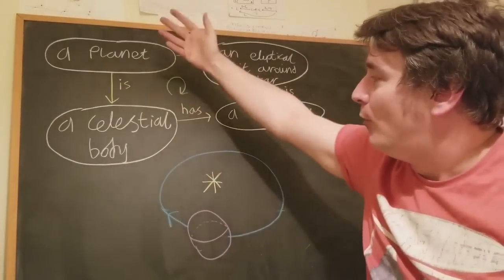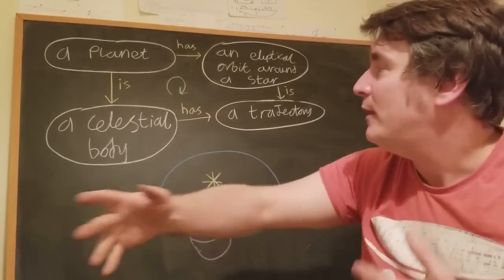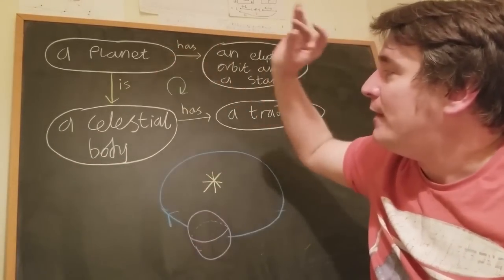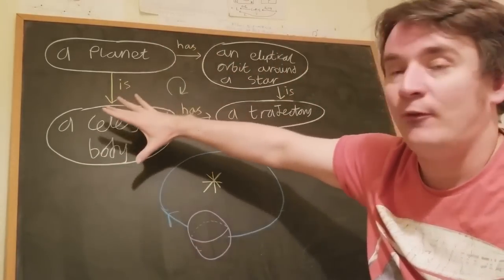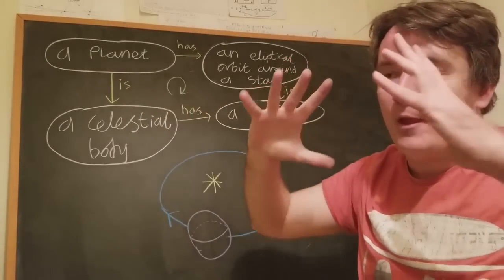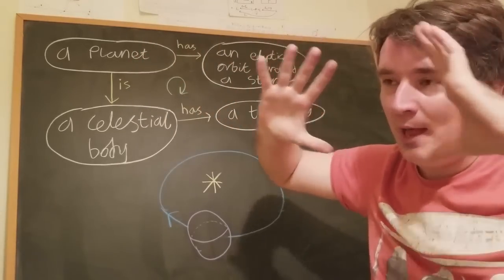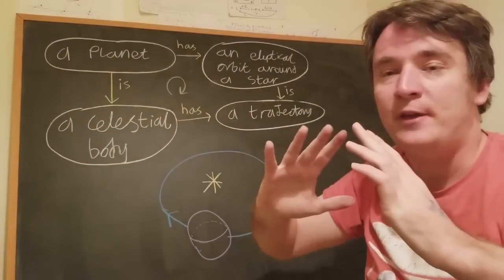But there's more going on than just specifying English sentences, because we can look a bit deeper at this. When we say a planet is a celestial body, what we really mean is that there's a function called is, which is sending every planet to a celestial body.